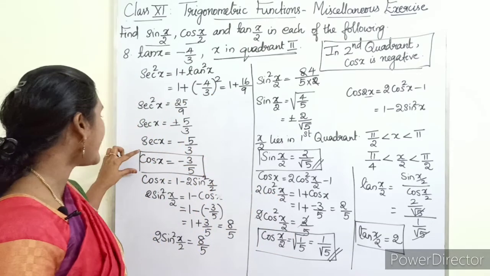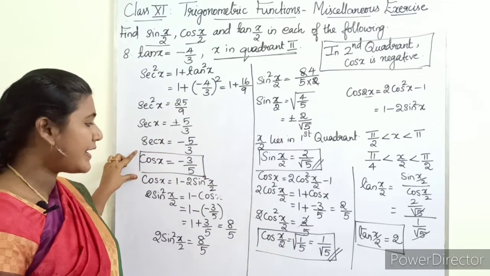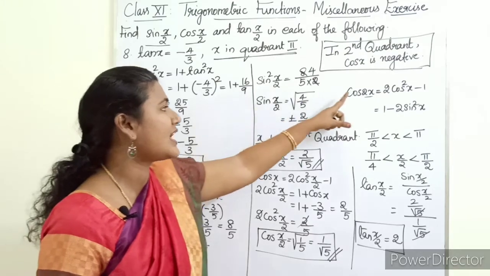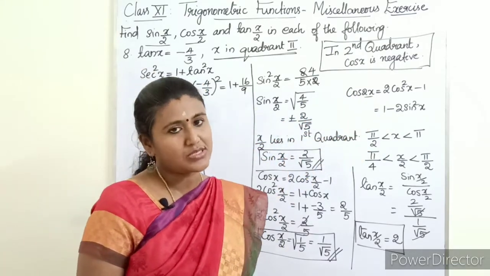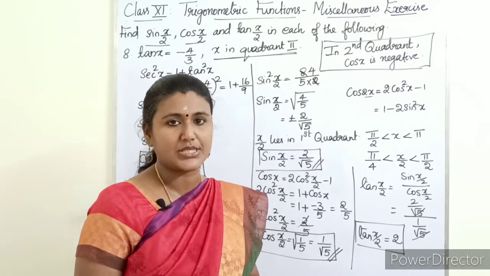So you have to find out the cos x value. If we are able to find out cos x only, we can use these two formulas for getting sin x by 2 and cos x by 2. Now we will see the next question.